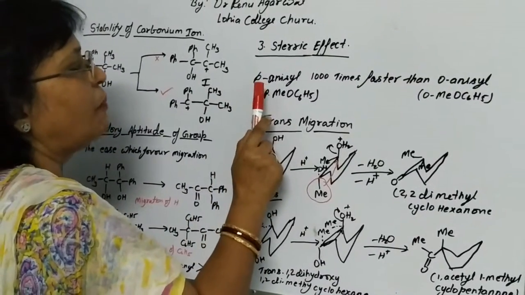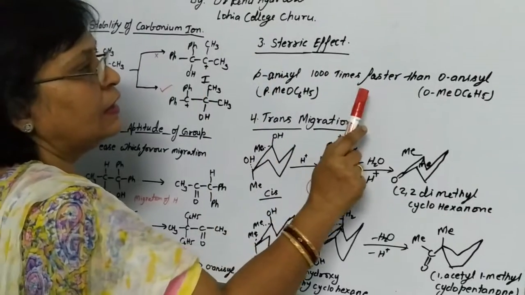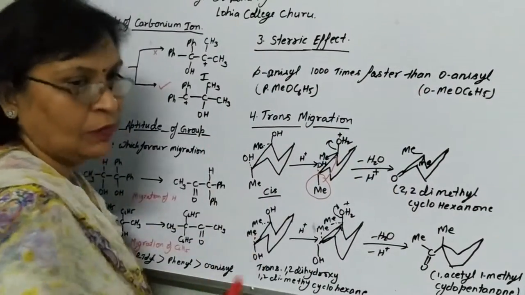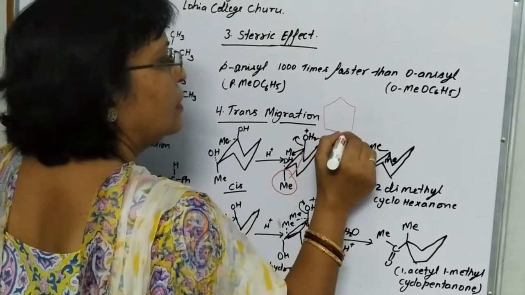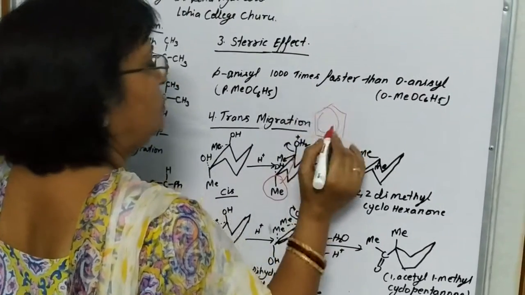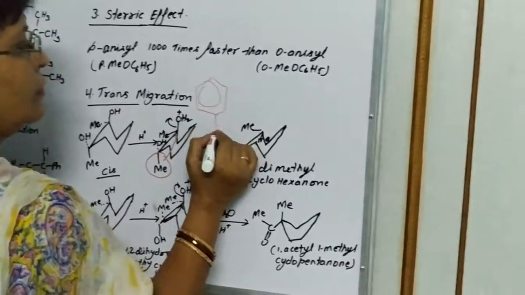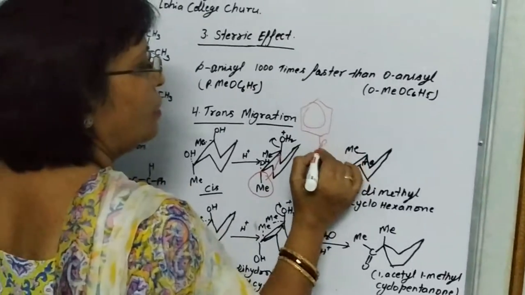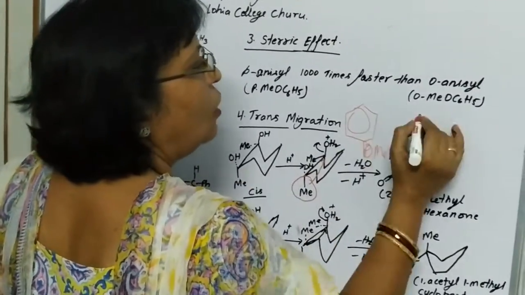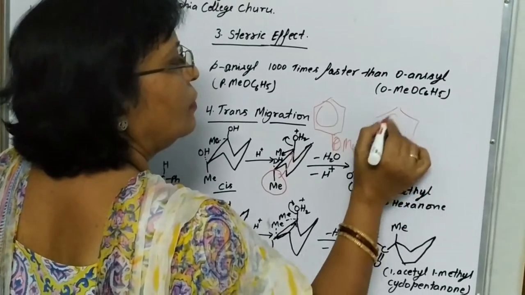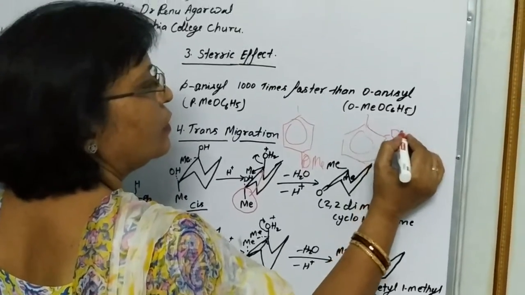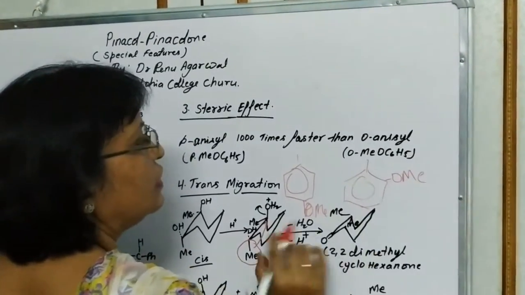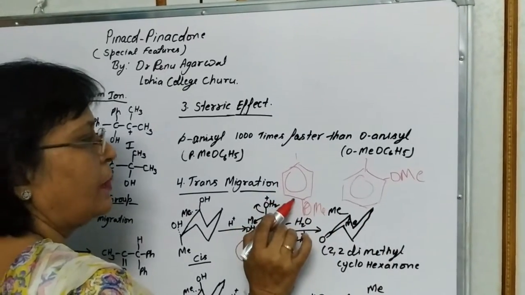As in the case of para-anisyl and ortho-anisyl, both having the same group. Para-anisyl means this: on the para position there is an O-methyl, right? Ortho means here there is the O-methyl. This is ortho-anisyl, this is para-anisyl.